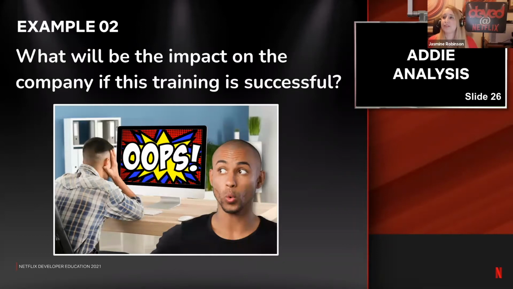Okay, what will the impact be on the company if this training is successful? For example, we have an engineer who's currently working on OOPS training. And OOPS stands for Operational Opportunities Project Space. So whenever our engineers make a mistake, they do a write-up on what went wrong and how we're going to avoid it in the future.